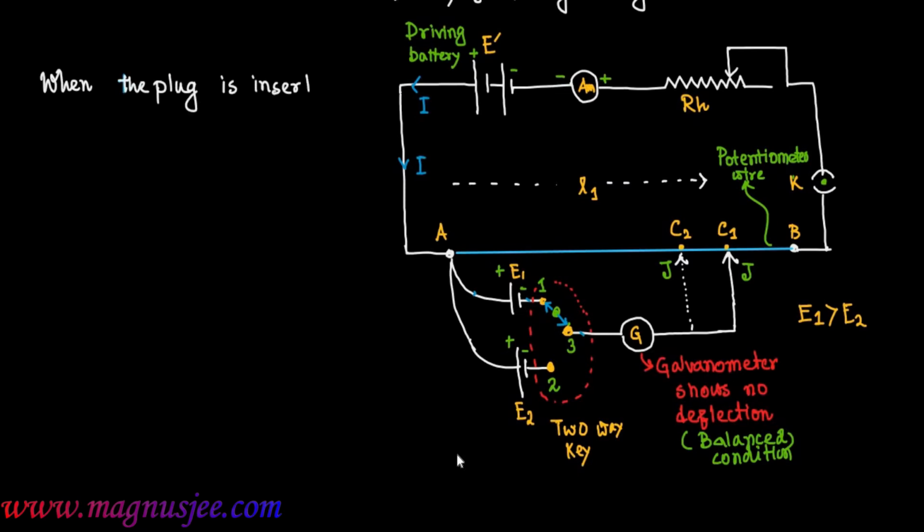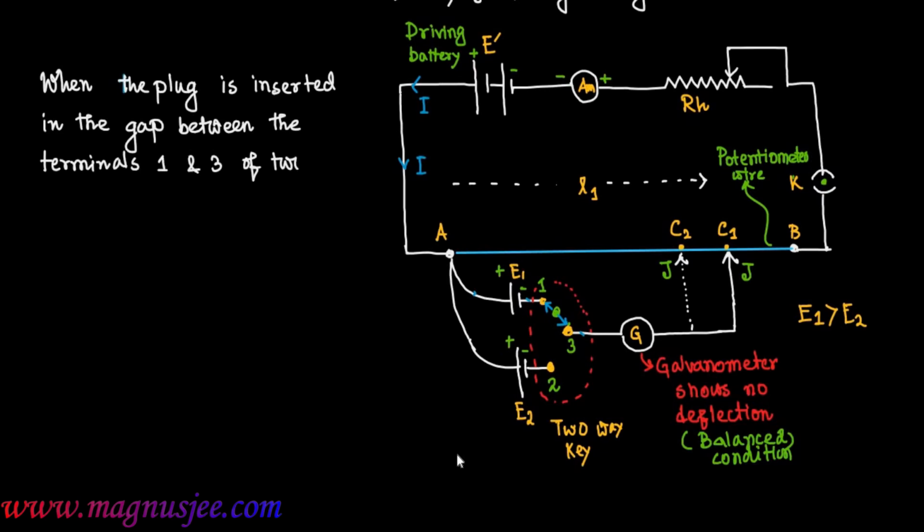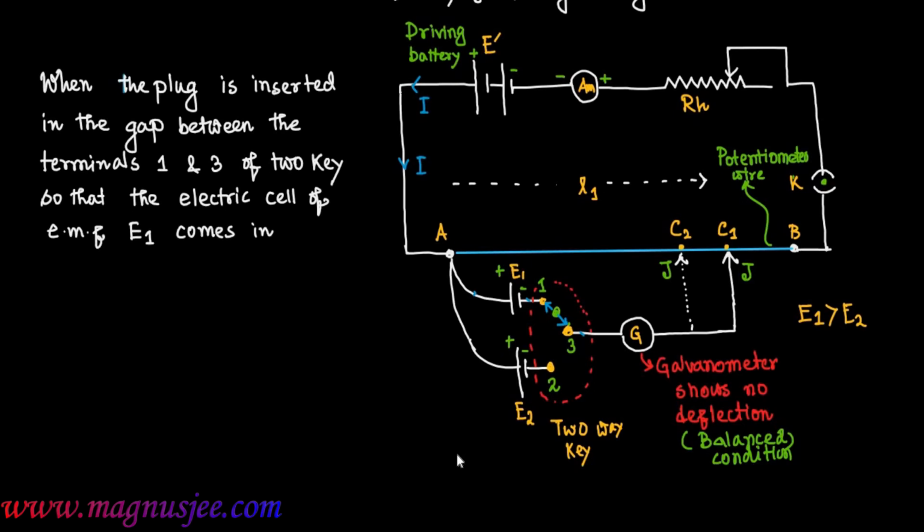When the plug is inserted in the gap between the terminals 1 and 3 of the two-way key, the electric cell of E.m.f. E1 comes in the circuit.